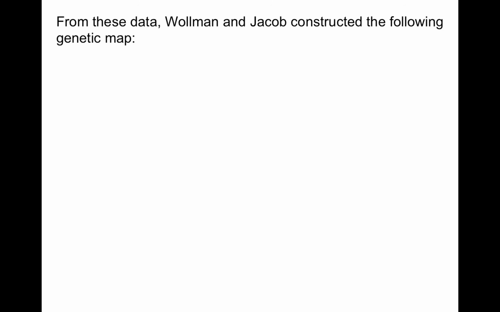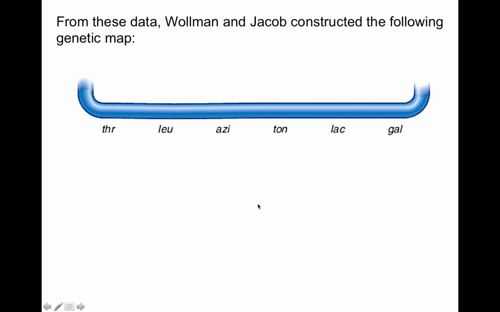So from these data, Wollman and Jacob constructed the following genetic maps. The order of the genes transferred was, after refining it even further than the data that was shown, they were able to determine that the order of the genes on the E. coli chromosome was threonine, leucine, azide, TonA, LAC, and GAL.